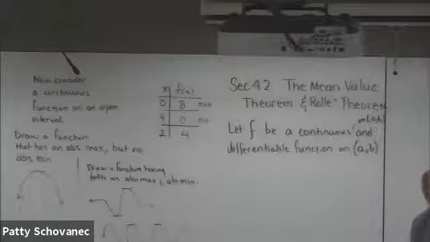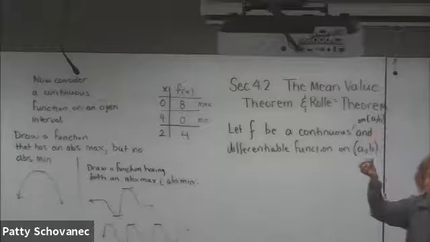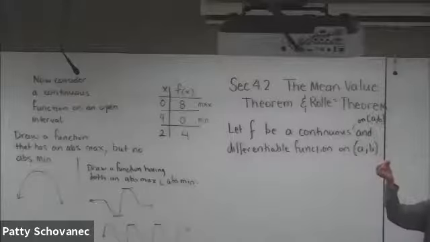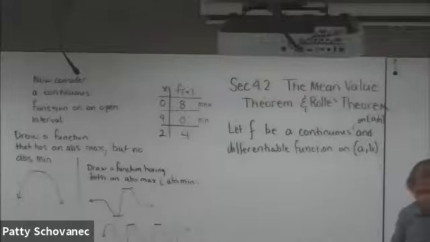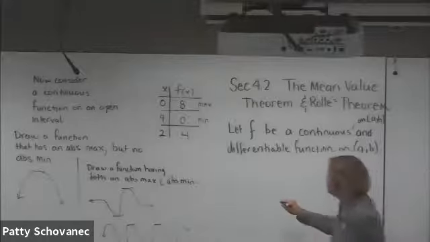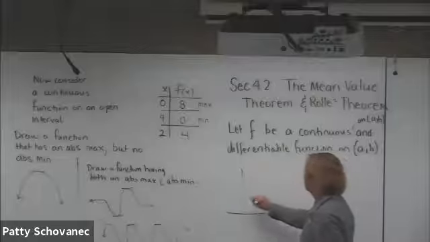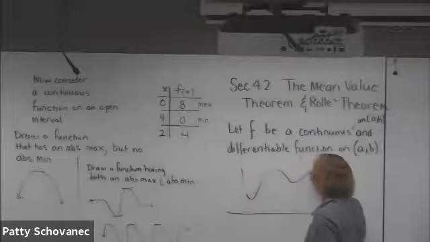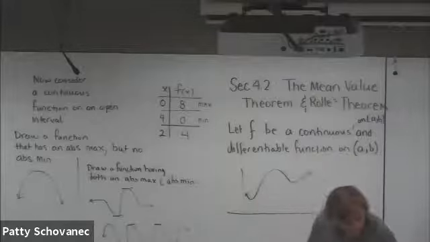We're going to call the mean value of this function the slope of the line that connects the two endpoints, because I'm cutting it off on a closed interval. So that's our mean value. Our mean value is y2 minus y1 divided by x2 minus x1. I'm going to draw something here. There's a continuous function. Let's split a and b to be the endpoints.